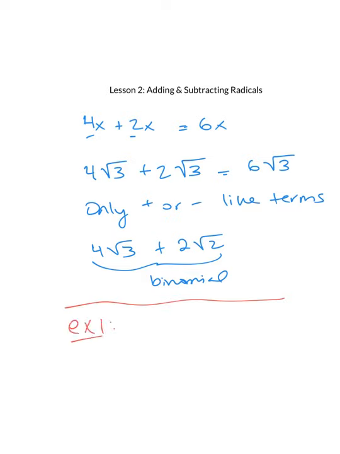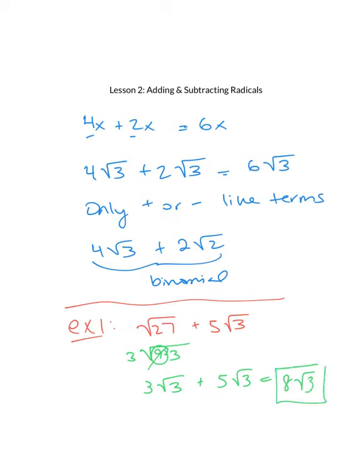Example 1: the square root of 27 plus 5 radical 3. At first glance, it looks like they're unlike terms that can't be combined, but remember your simplifying skills. The square root of 27 can be rewritten as the square root of 9 times 3. 9 is a perfect square, so the square root of 9 comes out as 3. That's 3 times the square root of 3 plus 5 times the square root of 3. Now those are like terms. They can be added, and they result in 8 radical 3, or 8 times the square root of 3.